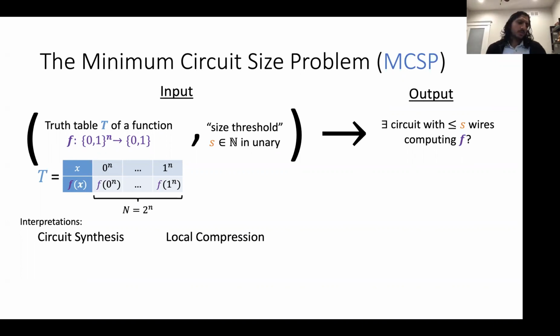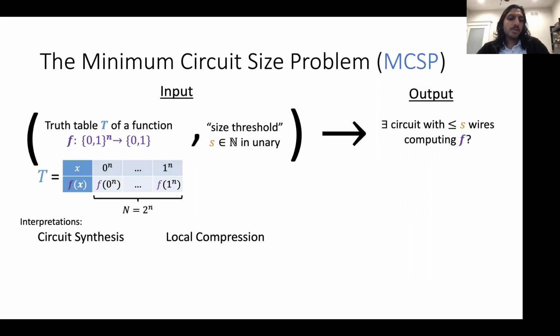Another way you can think of this problem is as a compression task. You're given some really long string, and you want to come up with a small representation for that string. This representation will have the nice property that if you want to know the ith bit of the string, you can compute it relatively quickly.